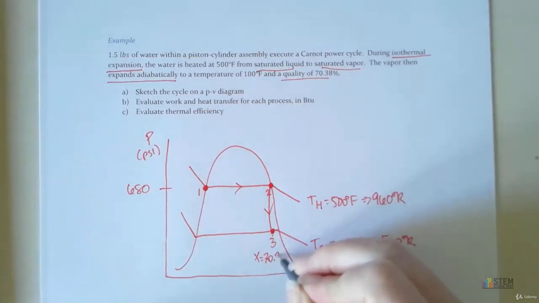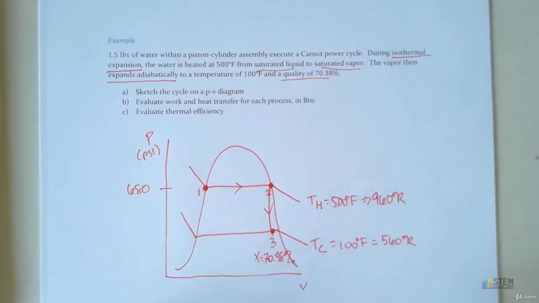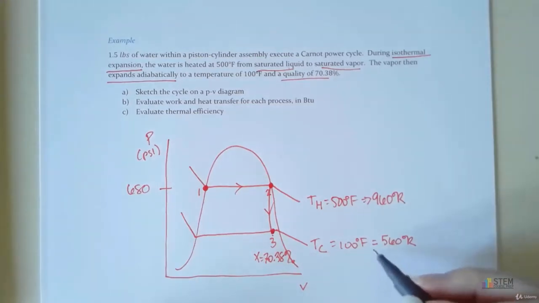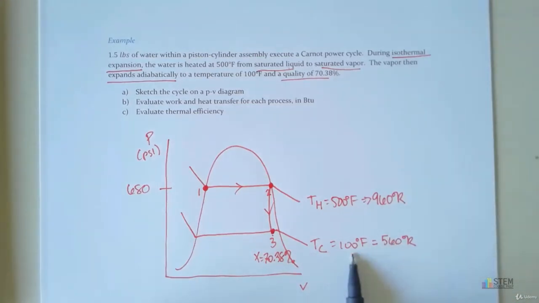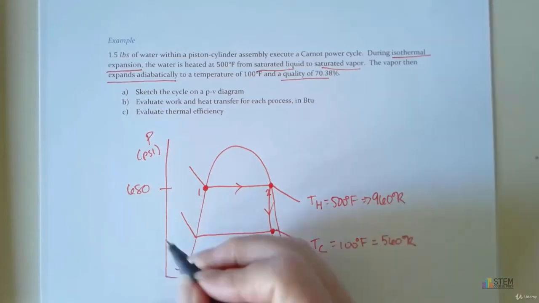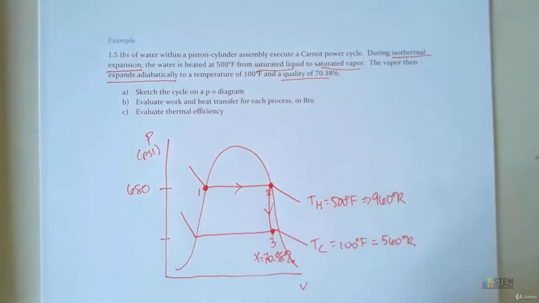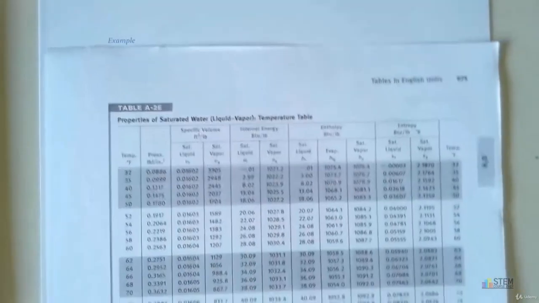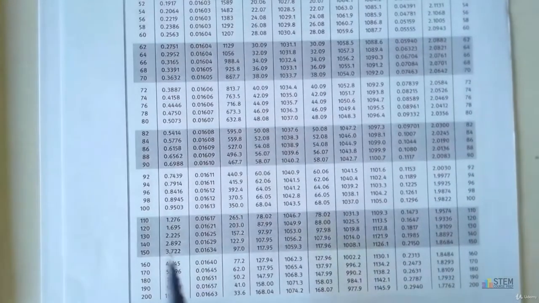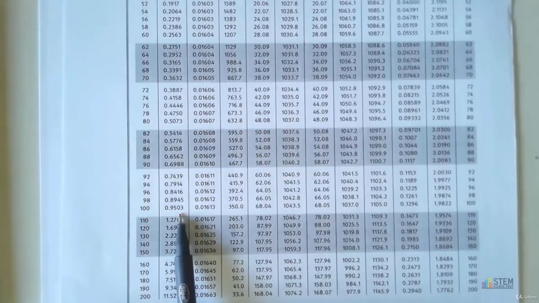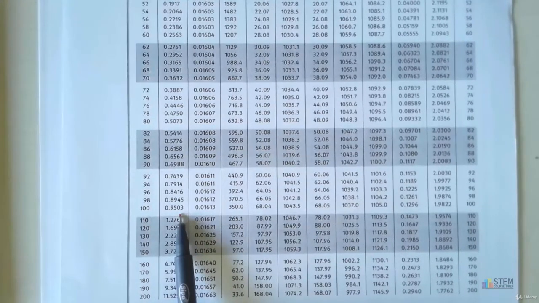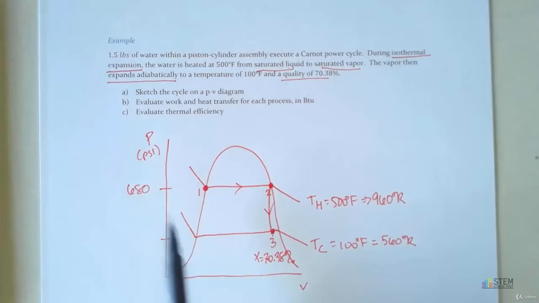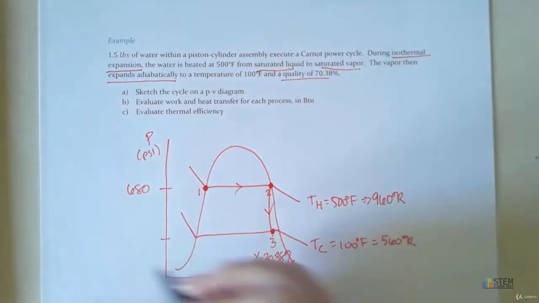So X is 70.38% at that point. Now remember, at this point we are at 100 degrees Fahrenheit. Let's go ahead and find our pressure. So go to your saturated water table and look up 100. Now look at our pressure. It's a lot lower, 0.9503. That's way lower than what we had up here at 680.